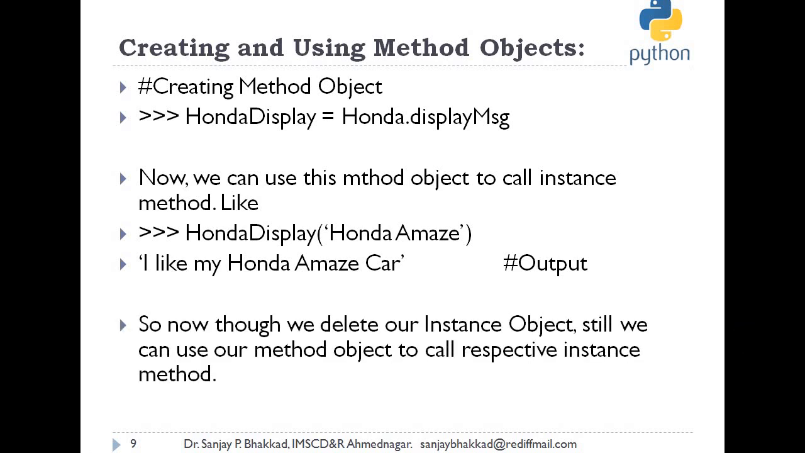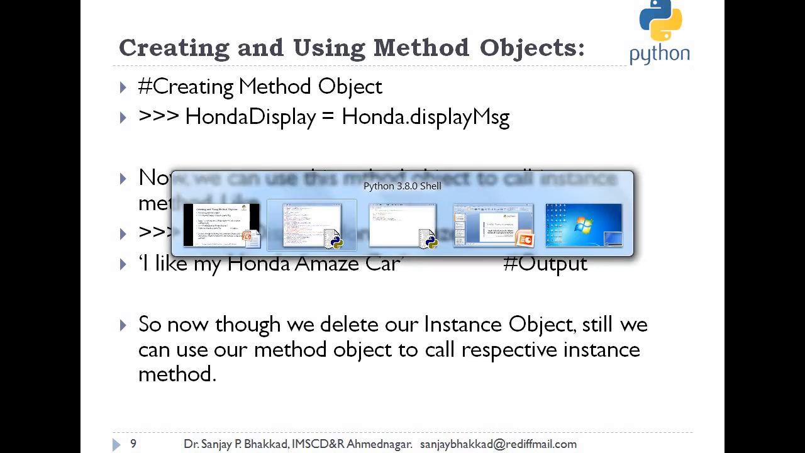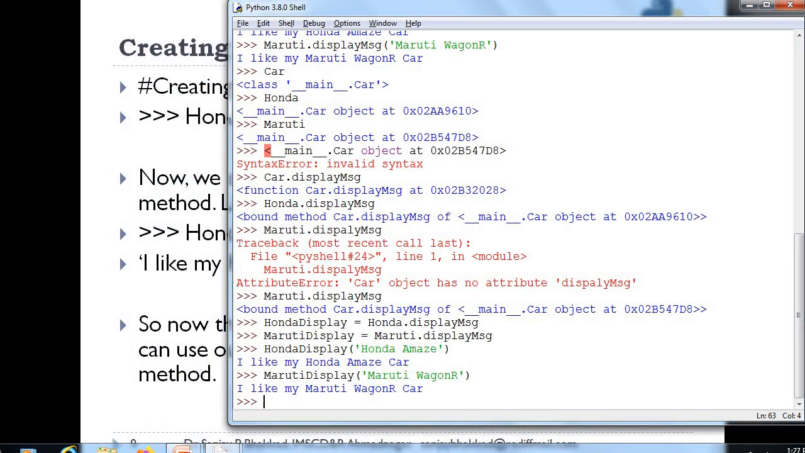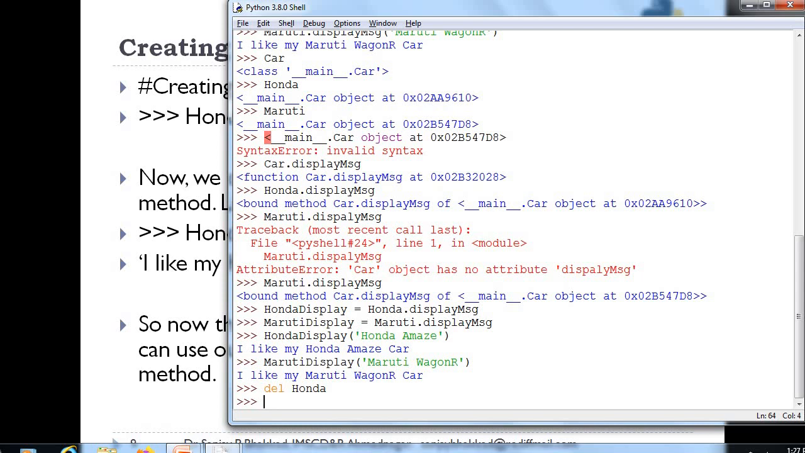Now another use of this method object is that though you have deleted the instance object, or by some means the instance objects are not available to you, still you are able to call your methods by using these method objects, which are attached with a particular instance and only that particular method. For example, let us try it practically. Suppose I first delete my object. So here I am deleting the instance object Honda. Let us check whether it is getting deleted.